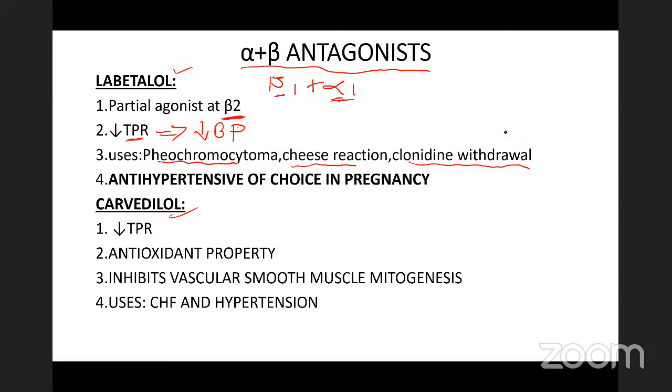Otherwise, we call it hypertensive crisis. To reduce that hypertensive crisis, we use it in the following conditions. It is also one of the safest antihypertensives used in pregnancy.